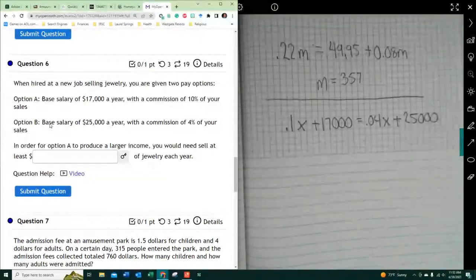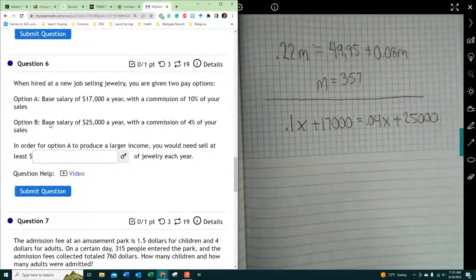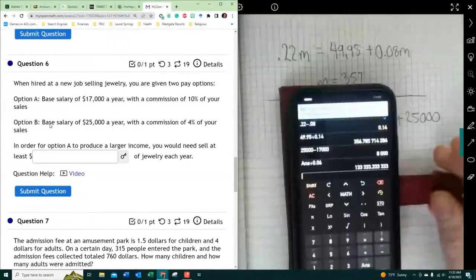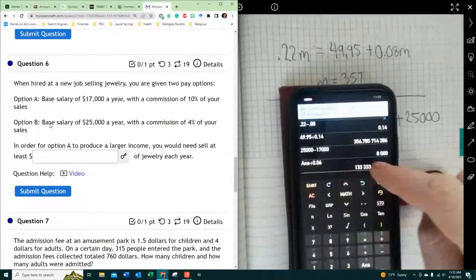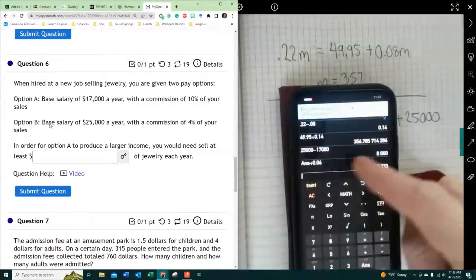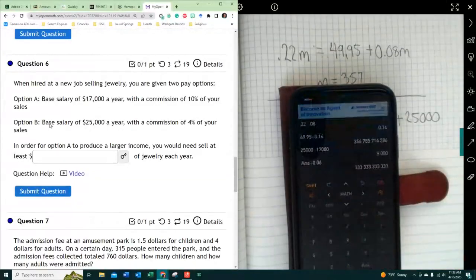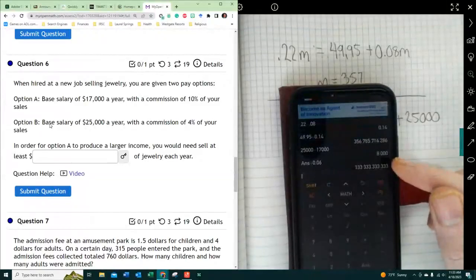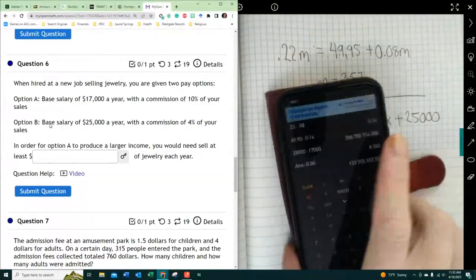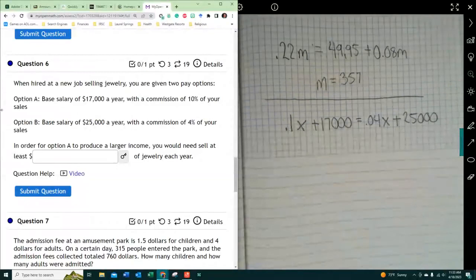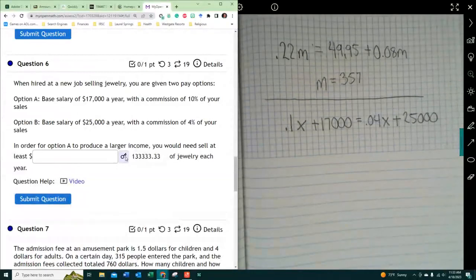And it wants us to round. So you just go ahead and plug it in your calculator, and you get this number, $133,333.33 worth of jewelry. That's quite a bit of sales.